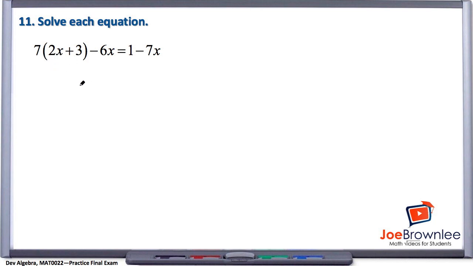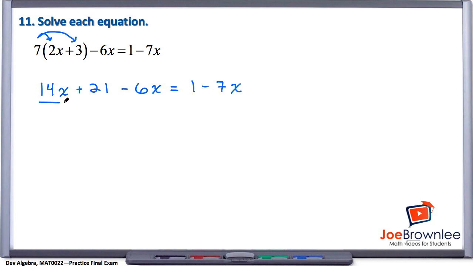Let's start by simplifying this left-hand side. And what we can do is start off by distributing this 7 through our binomial here. So we have 7 times 2x, well, that gives us 14x. 7 times positive 3, well, that's positive 21, minus 6x equals 1 minus 7x. All right, here on the right-hand side, 1 minus 7x, nothing we can do. These are not like terms, so we can't combine these.